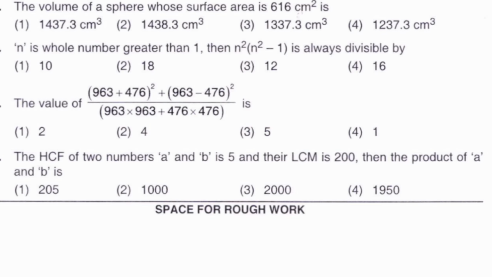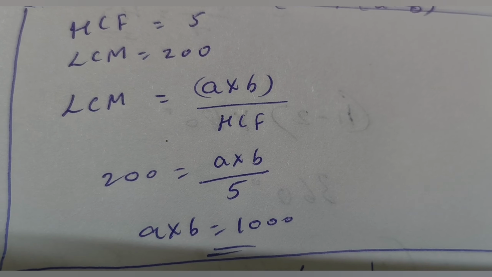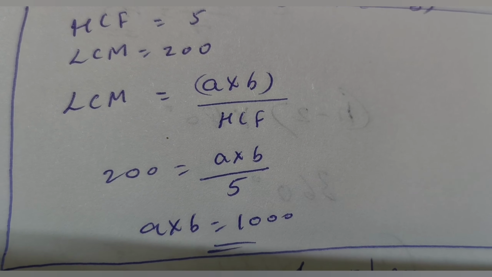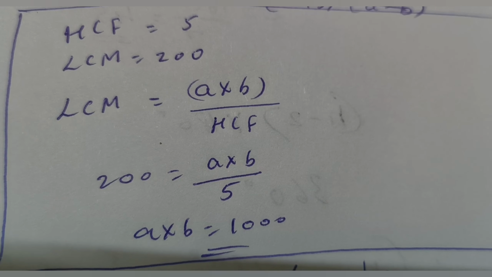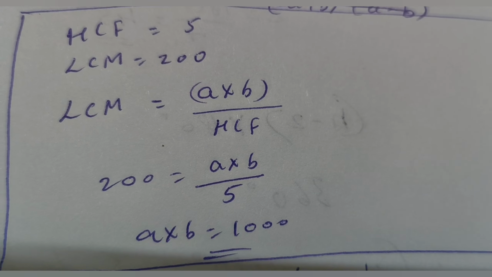Next one, the HCF of two numbers a and b is 5 and their LCM is 200. Then the product of a and b. So the HCF of a and b is 5, LCM is 200. We know that there is a relation between LCM and HCF. LCM of a, b is equal to a into b divided by HCF of a, b. So 200 into 5, that is 1000. So the answer is option 2.